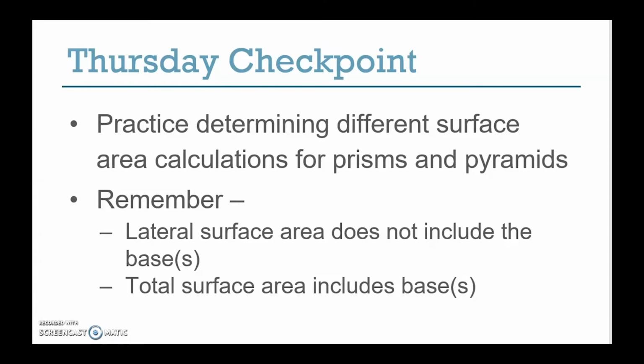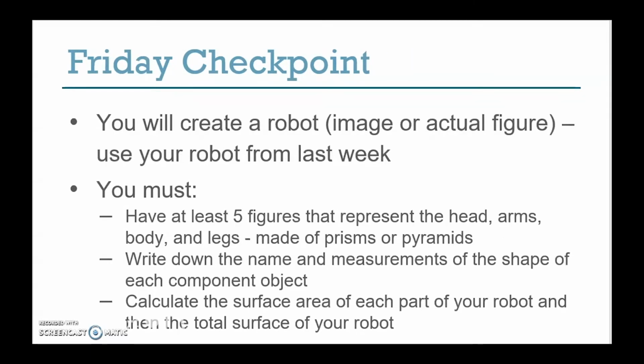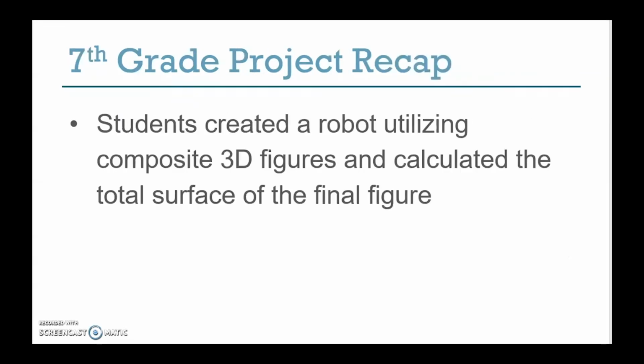Remember, a prism has 2 bases, while a pyramid only has 1 base. So when we're calculating total surface area, it's going to depend if I have a prism or a pyramid as to how many bases I'm adding in. And then on Friday, I'm going to actually calculate the surface area of my robot. I've got to have at least 5 figures. I'm going to ask you to write down the name and the measurements of the shapes of each component figure, and then calculate the surface area for each part and the total surface area of the robot.